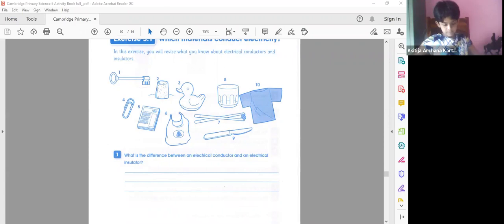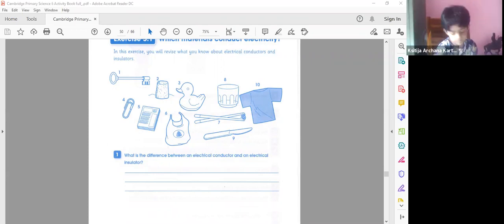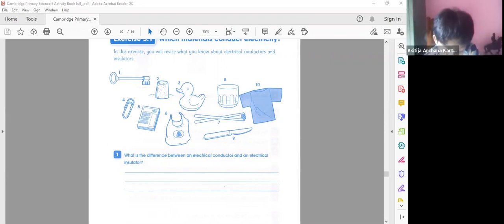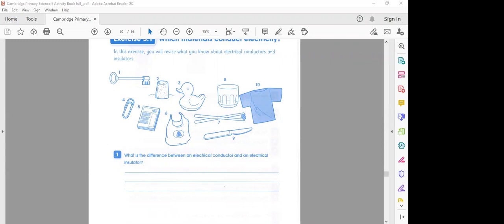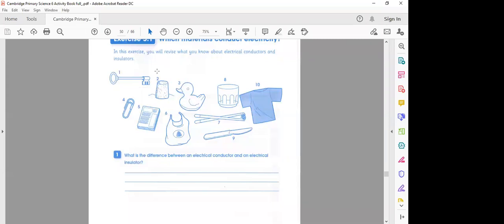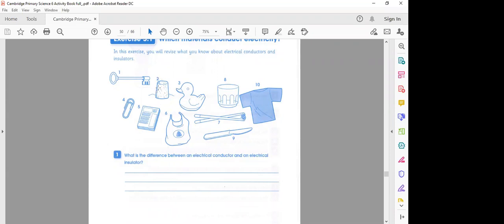Okay. Next, we have to list, right? There was a key, right? Then, what was the key made up of? Key is made up of metal. Yes. Then what else do we have? Stone. We have soap. Soap is made up of chemicals, ma'am. Question number 2, article 2, what is it? Looks like a stone. Is it a soap? Is it a stone? I don't know.